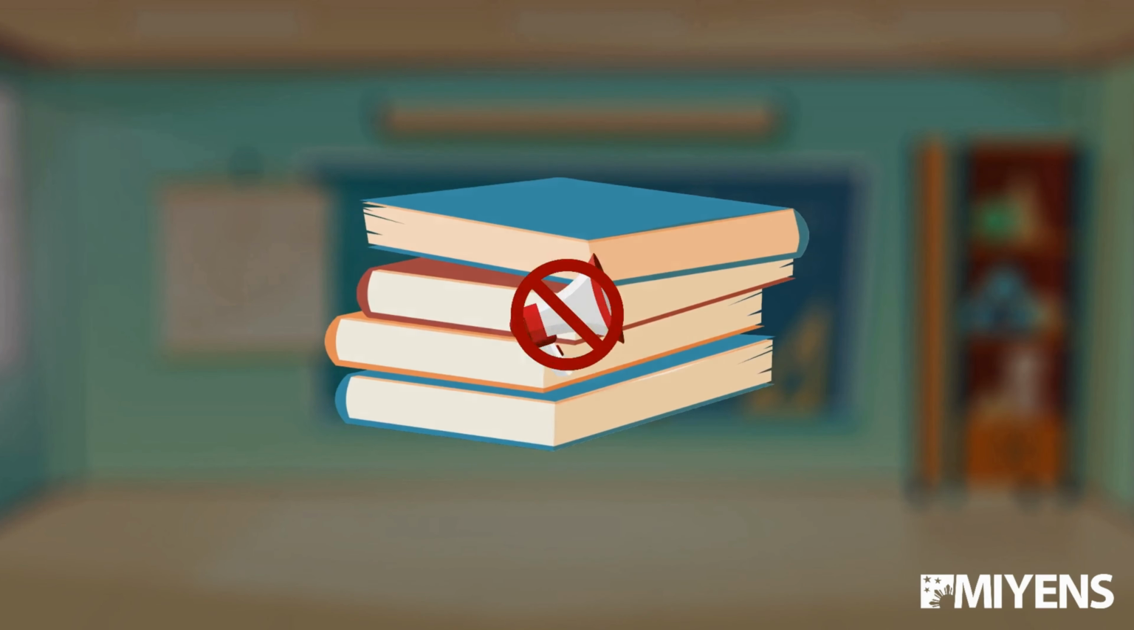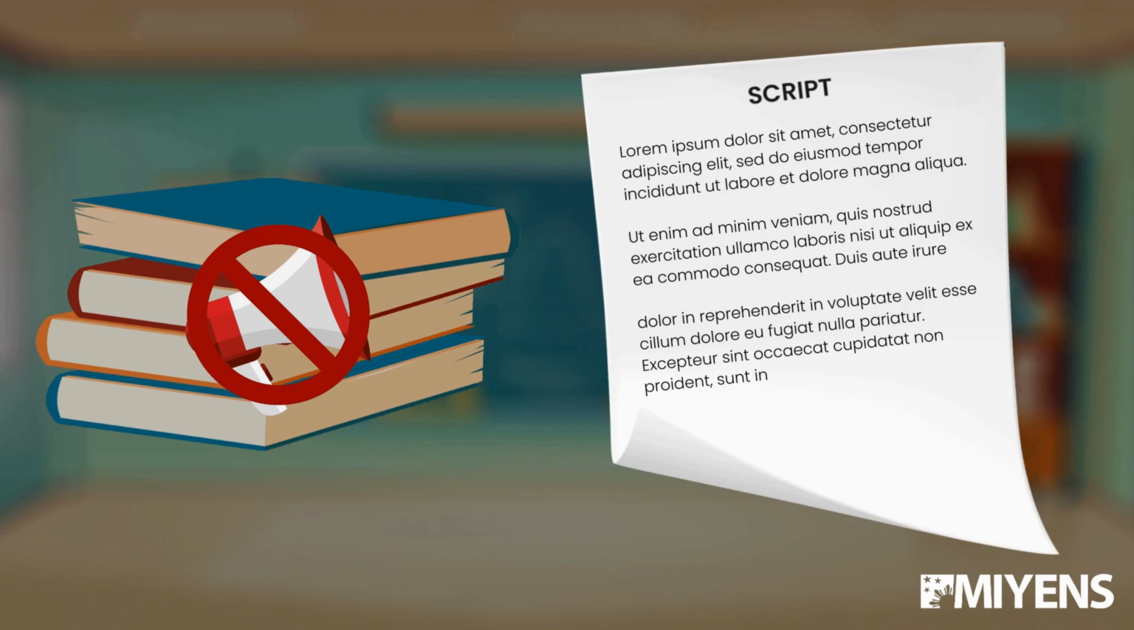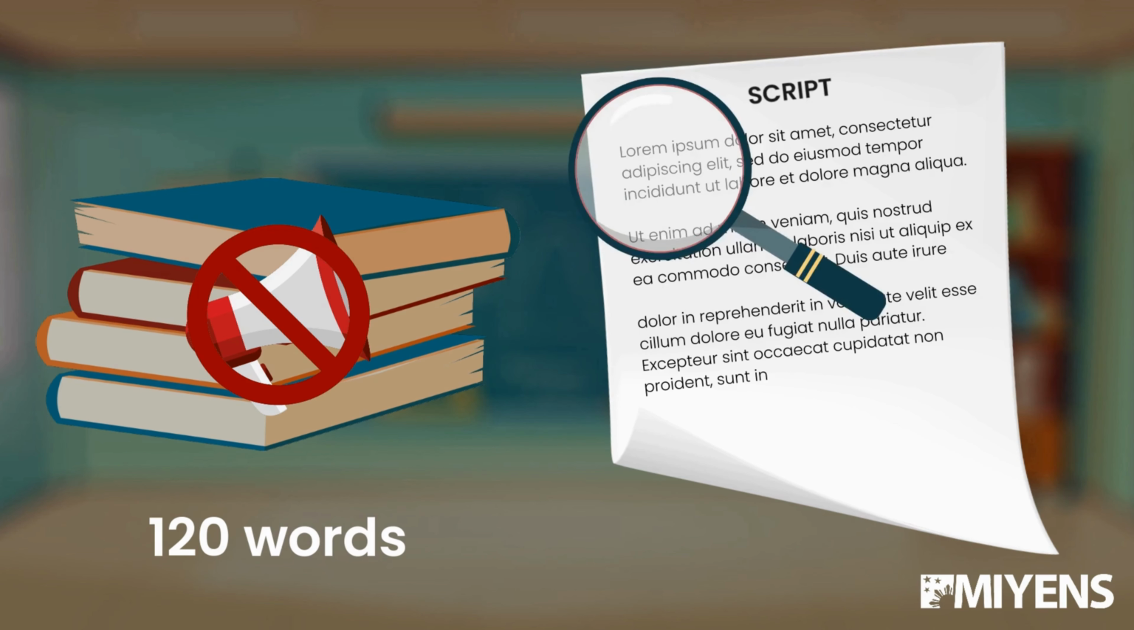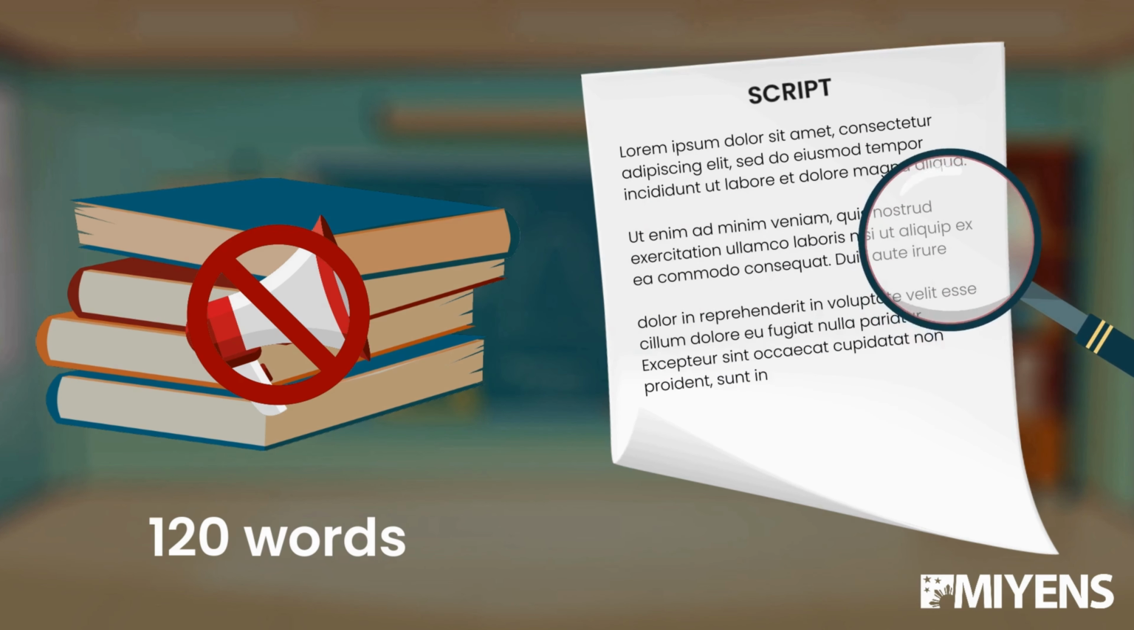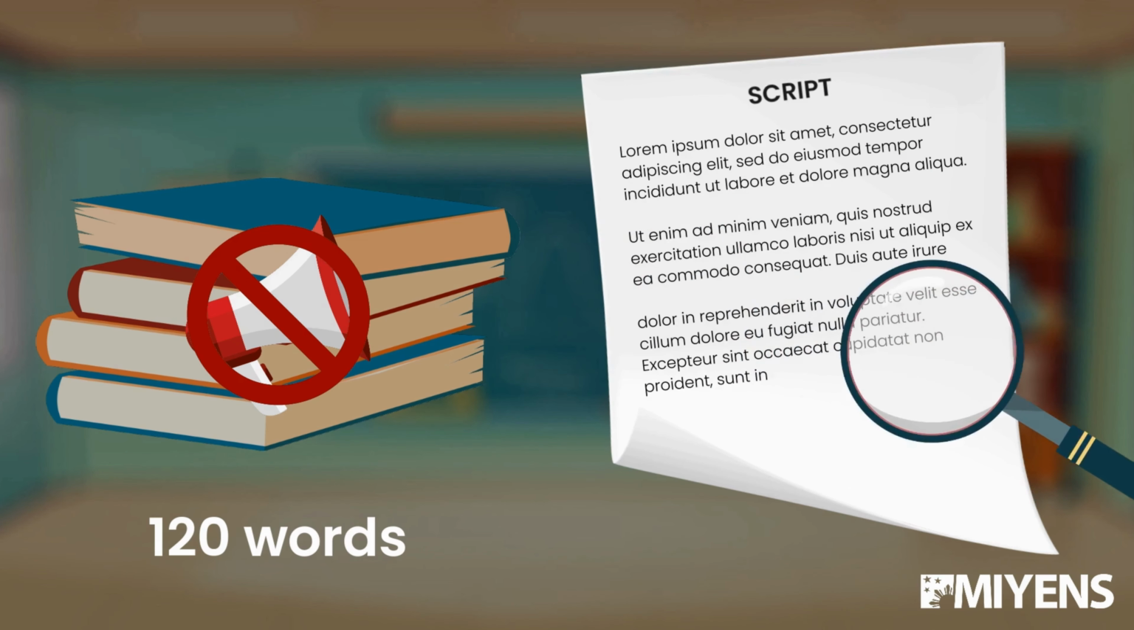If your module has no voiceover, chunk your text content into sections of about 120 words. This helps to focus the learner's attention on what's important and reduces clutter on the screen. And remember, always check your spelling.